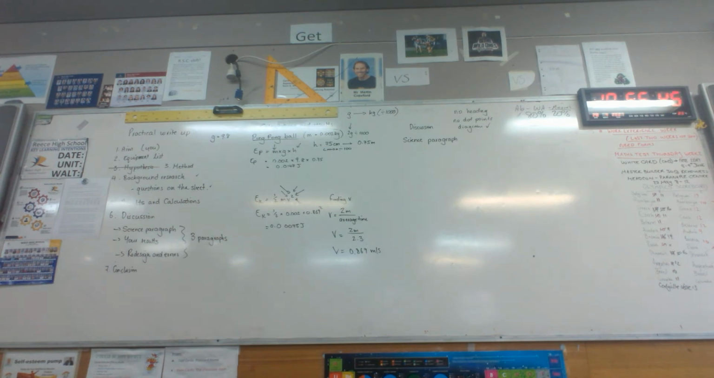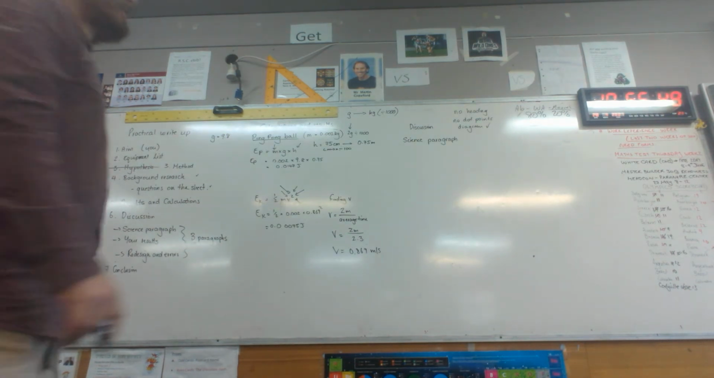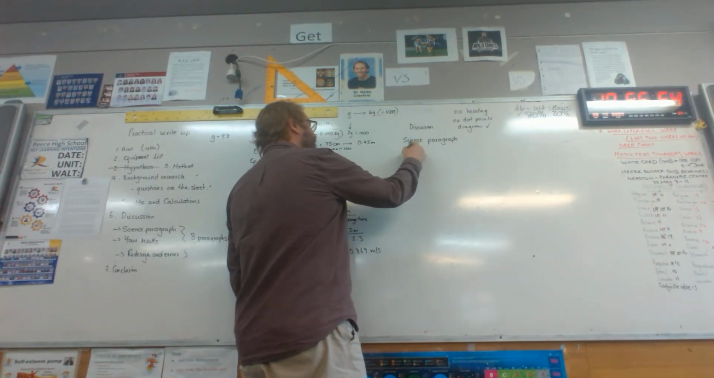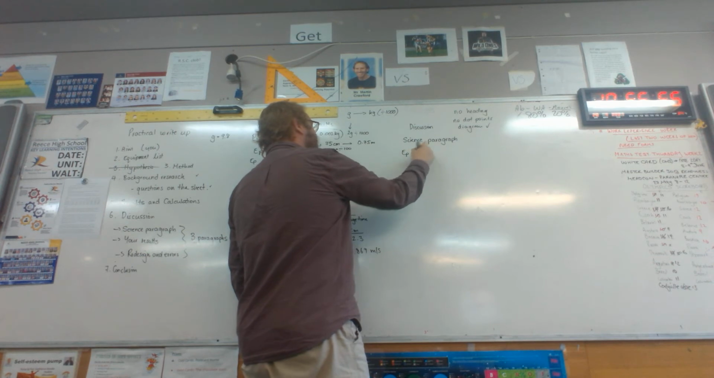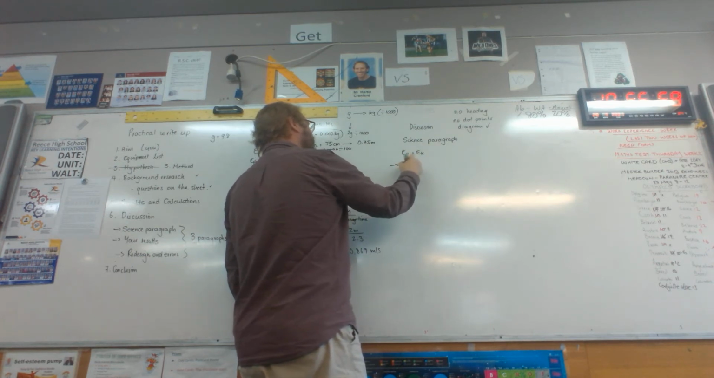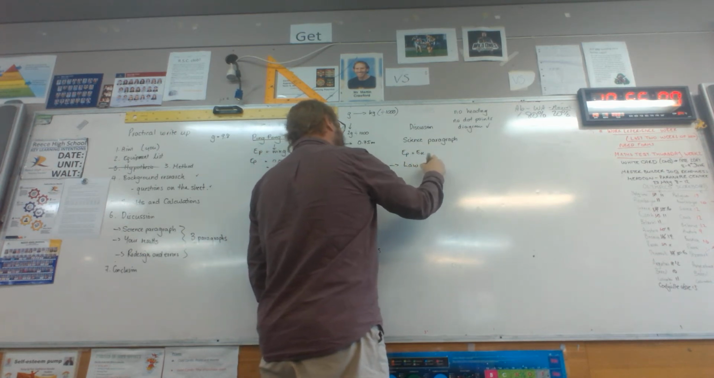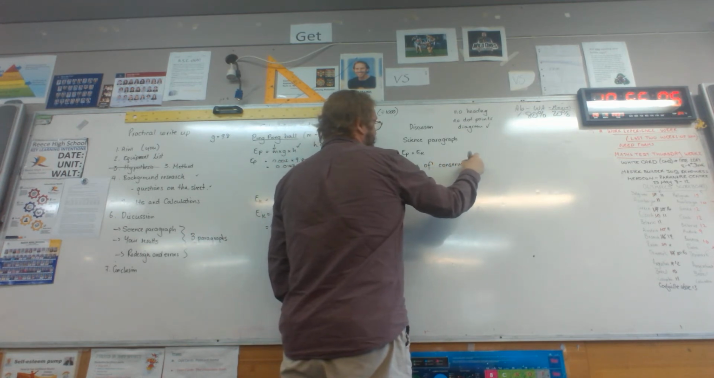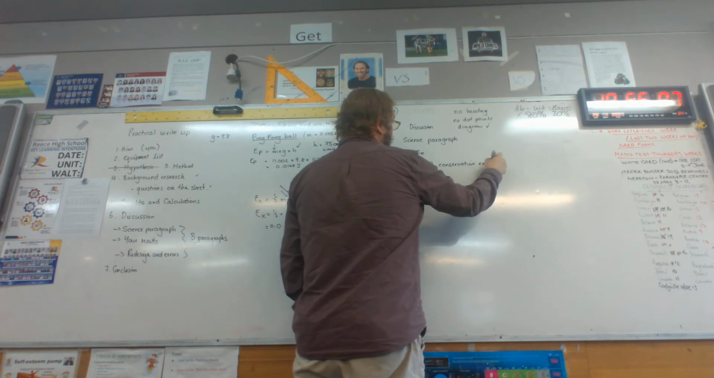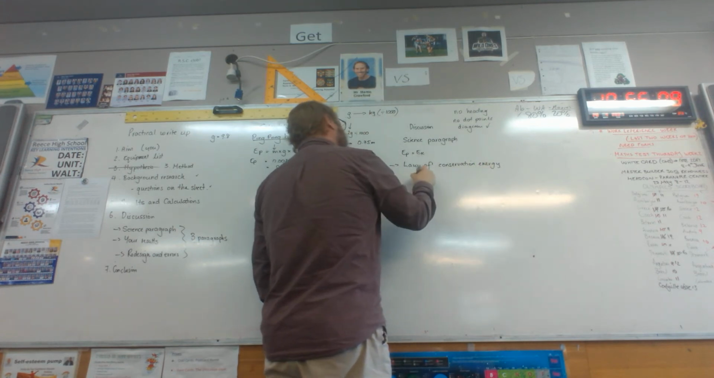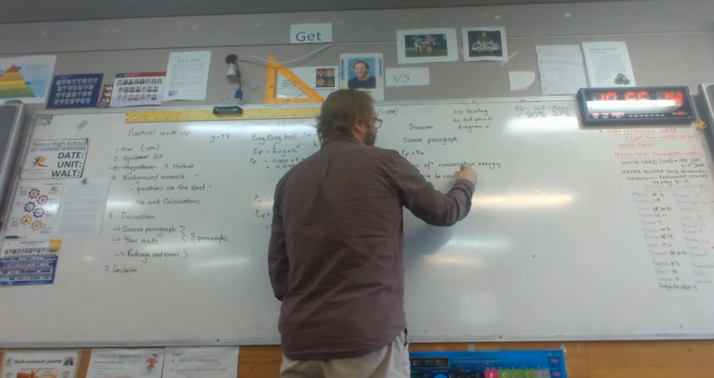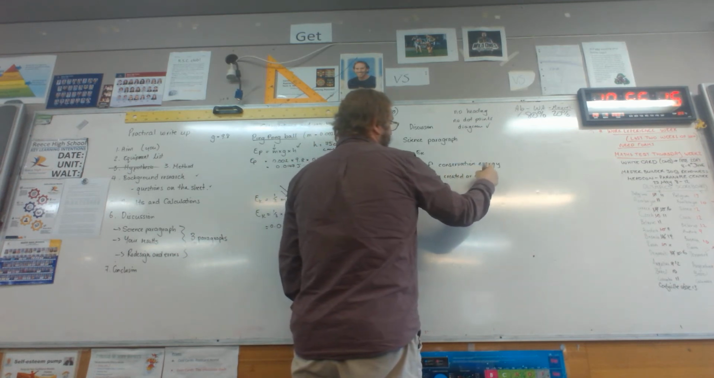So what was the science behind this experiment? What were we trying to prove? Velocity. We weren't trying to prove velocity. We were trying to prove that EP was equal to EK, and we know this because of what law? Gravitation. No, law of energy. Conservation of energy, which states that energy can't be created or destroyed.